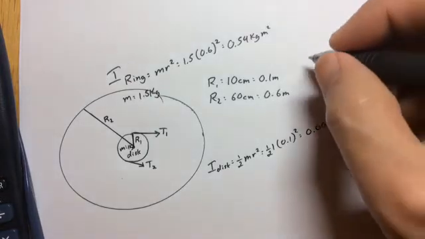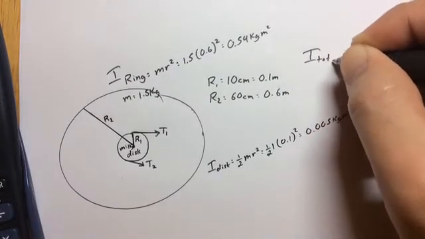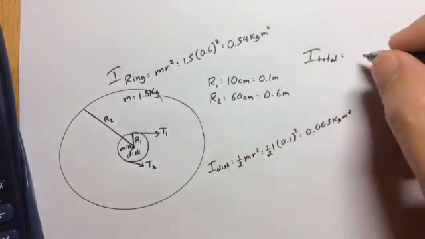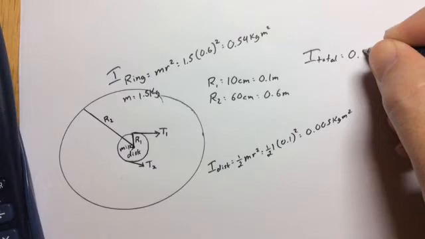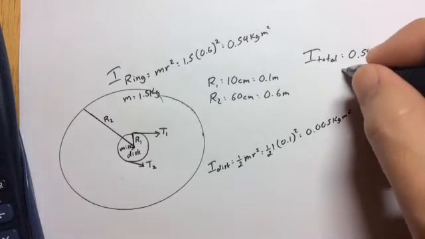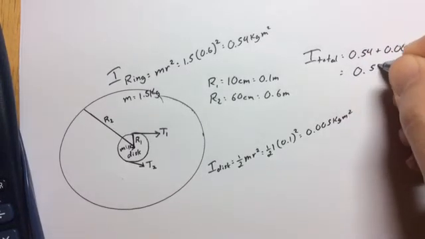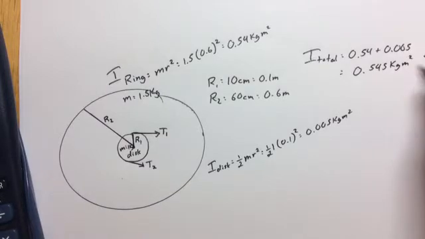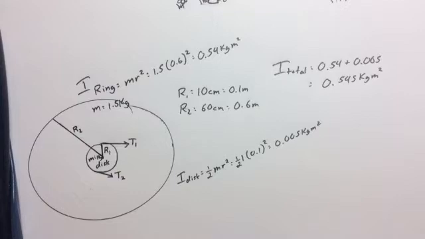So the total inertia here is equal to the inertia of the ring, 0.54, plus the inertia of the disc, 0.005. And so the inertia total is 0.545 kilogram meters squared. Now, you don't think that made a very big difference, and it really doesn't, but we're just being complete about it.